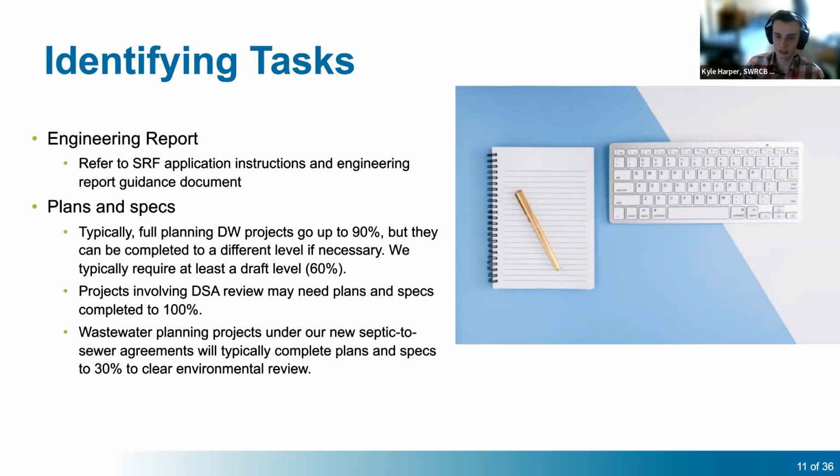Also, one key thing to point out is if the project is involving Division of State Architects or DSA, we would need to see plans and specs completed to 100%. And then for wastewater projects, we actually only need to see plans and specs completed to the level necessary to conclude environmental review, which is only 30%. So just a quick summary. For drinking water projects, we need 60% plans and specs completed, and for wastewater projects, we only need 30% plans and specs completed.